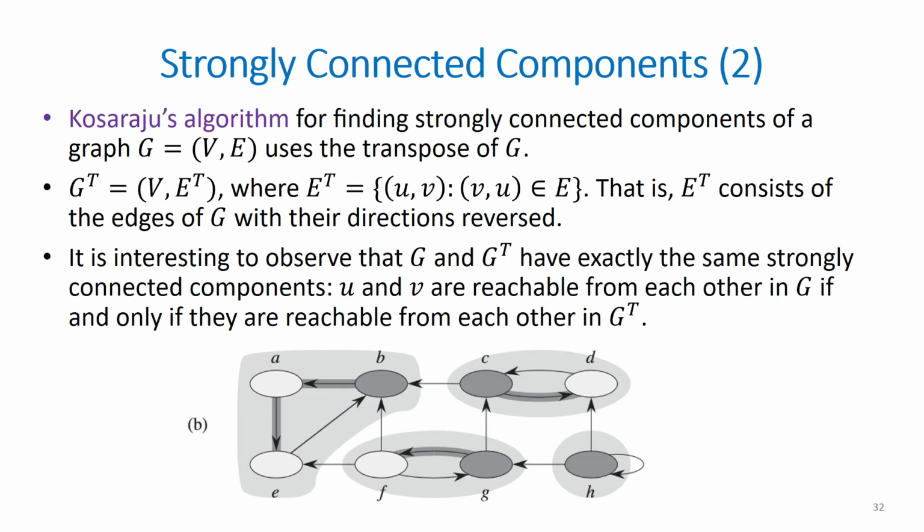The algorithm we will be studying is called Kosaraju's algorithm. It finds the SCCs in a directed graph G by computing the transpose of the graph, denoted by G transpose. Basically, G transpose is the same as G, except that the direction of all the edges is reversed. Interestingly, G and G transpose will have the same SCCs. That is, if u and v are reachable in G, then they will also be reachable from each other in G transpose. This figure over here shows the transpose of the graph on the previous slide.